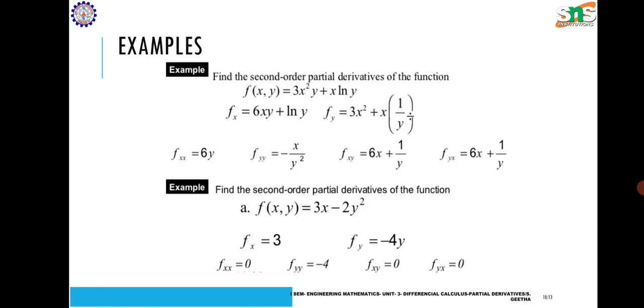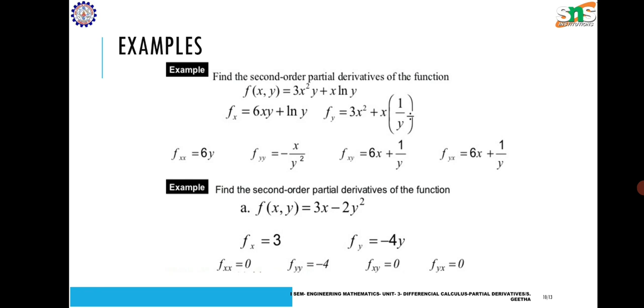Now we are going to find the second order partial derivative of the function here. So the given function is f of x comma y, that is equal to 3x square y plus x into log y. Fx is equal to 6xy plus log y, and fy is equal to 3x square plus x into the differentiation of log y, we get 1 by y. So fy is equal to 3x square plus x into 1 by y.